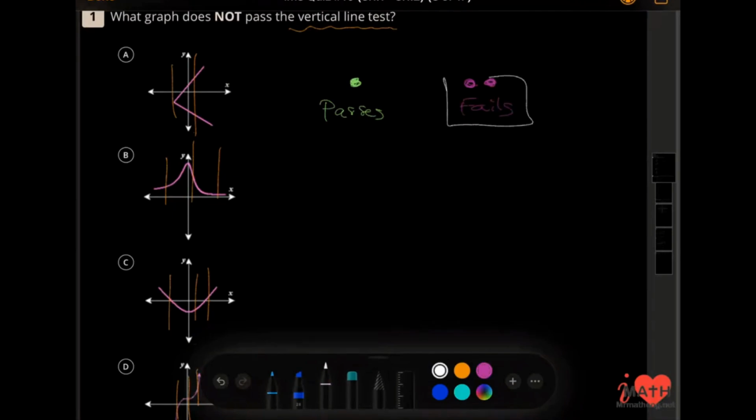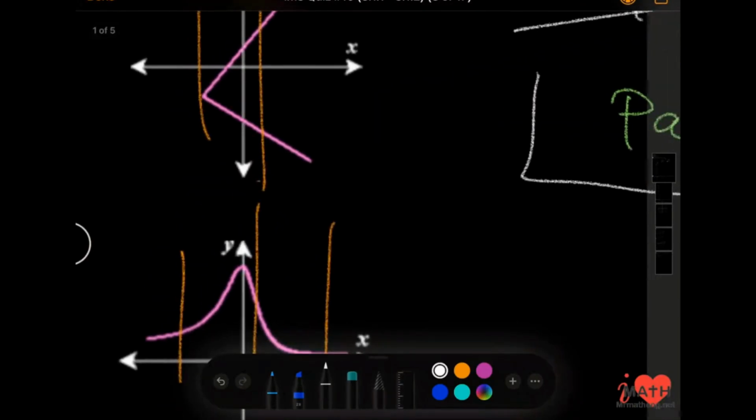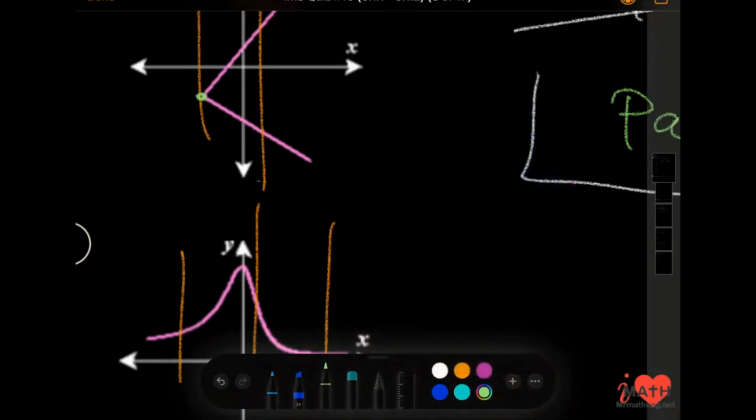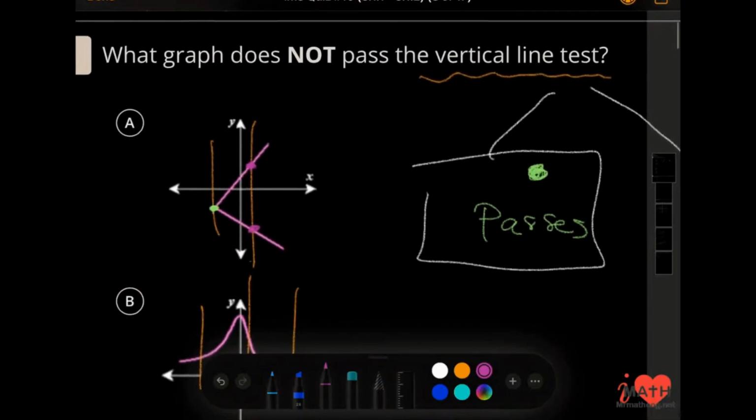Okay, so those are the two options for the vertical line test, okay? All right, for example, on this one passes here because there's only 1 point. But here, it would fail because it's going through 2 points on that vertical line. So which one is not? This one looks like a good choice. Let's look at the other ones.